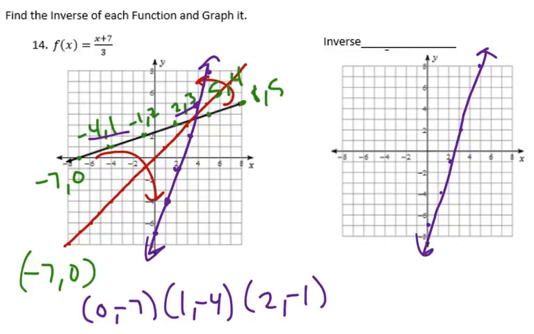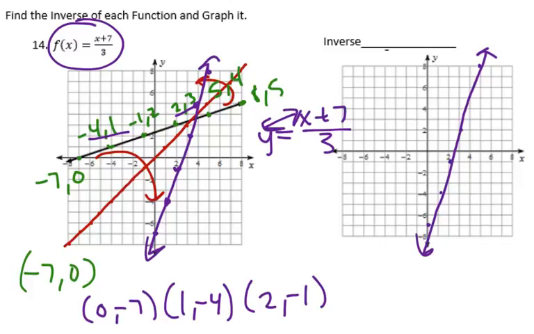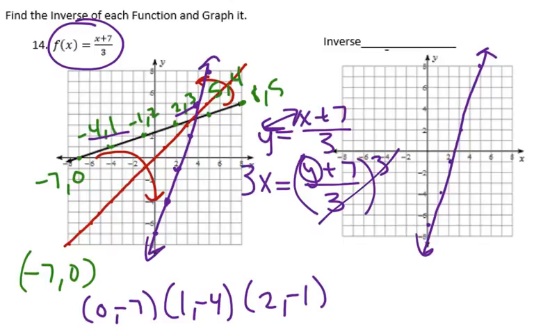Now how do we find the function? Well, remember, we take this, y equals (x plus 7) over 3. Swap out the x and the y, so it would be x equals (y plus 7) over 3, and then get y by itself. So I'd start out by multiplying both sides by 3 to get rid of those 3s. So we'd have 3x equals y plus 7, minus 7.